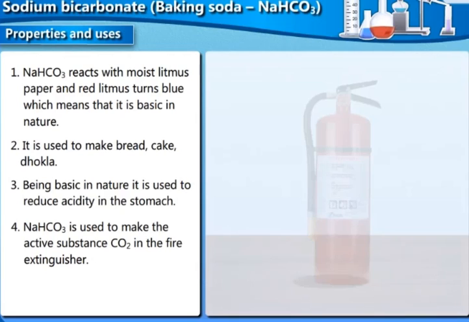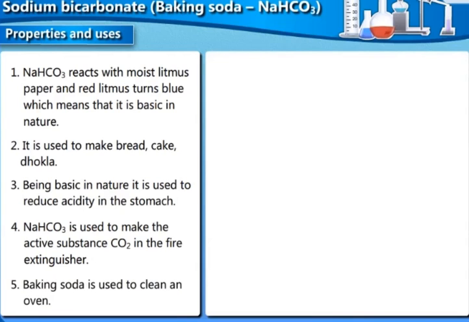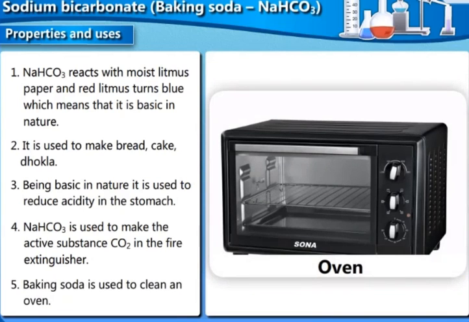So that's how it is used. That's why sodium bicarbonate is used in a fire extinguisher, because sodium bicarbonate reacts with an acid like HCl to give you carbon dioxide gas, and this carbon dioxide comes out and extinguishes or puts out the fire. 5. Baking soda is used to clean an oven.